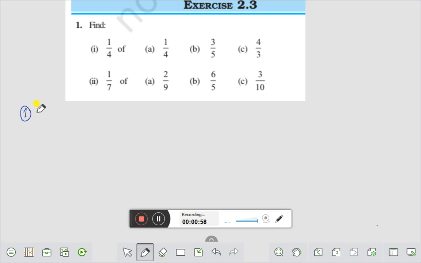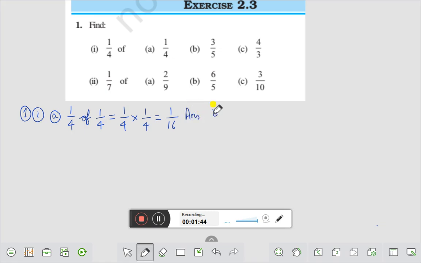A is 1 by 4 of 1 by 4, that is equal to 1 by 4 of means multiply, this is multiply 1 by 4, that becomes 1 by 4 times 4, which is 16. This is the answer, 1 by 16.